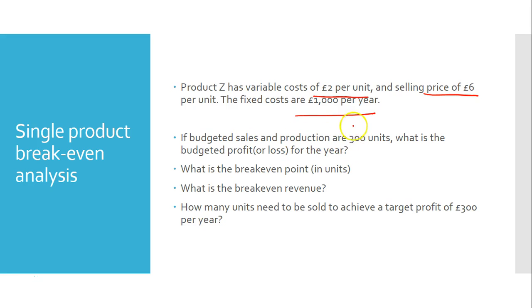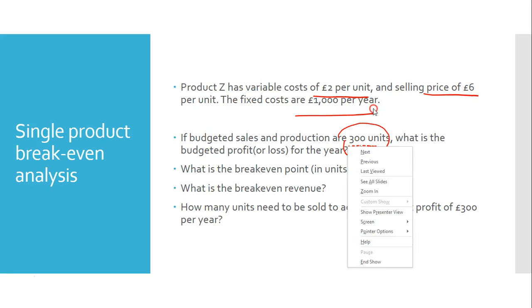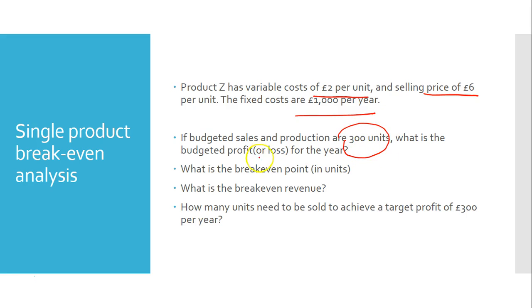This is a range of different questions that you could work through. If your budgeted sales are 300, if you're at 300 units, what is the profit or loss, which we can find? We can find break even.